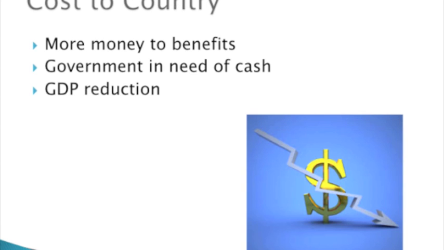Cost to the country. When the unemployment rates rise, the government is forced to pay out more in the form of unemployment benefits. This can cause the government to be in need of cash because they are collecting less on income taxes. Also, the non-production of the unemployed reduces the GDP of the country and it decreases efficiency.